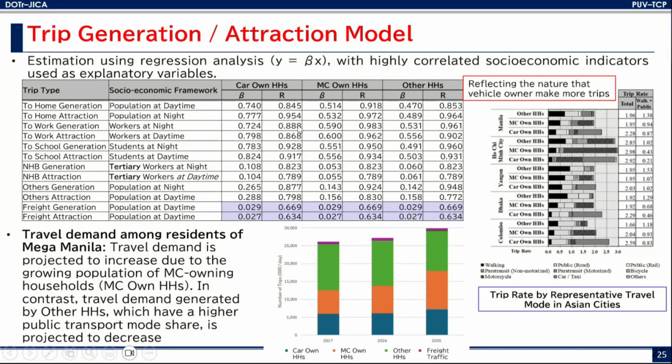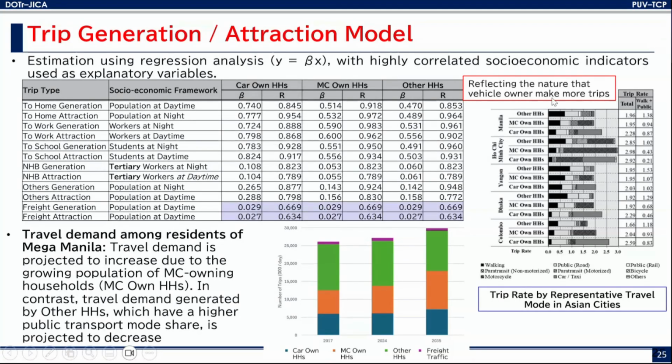And you can find that the car owners show a high parameter of beta, higher than the motorcycles and the other households. This result reflects the nature that the vehicle owners make more trips than the motorcycle owners and other households.